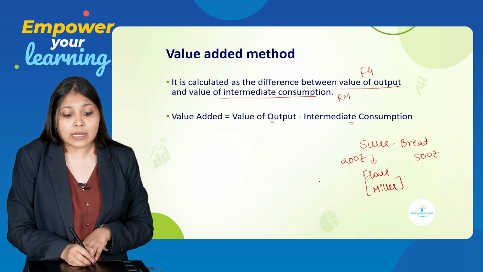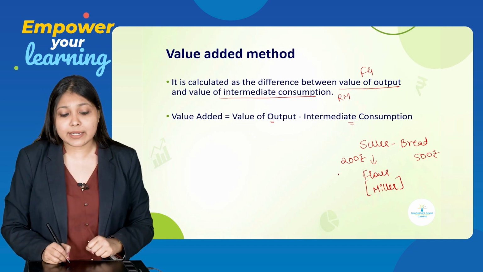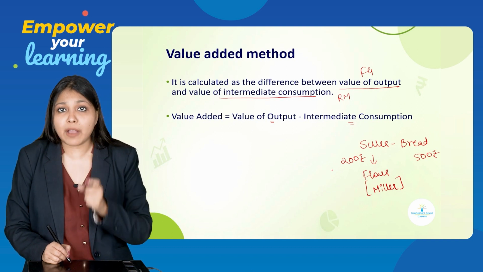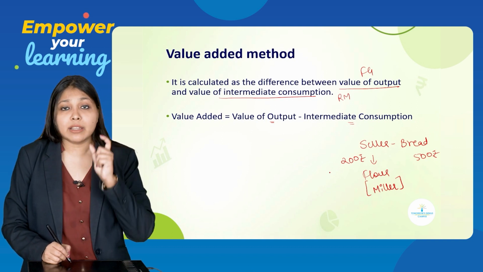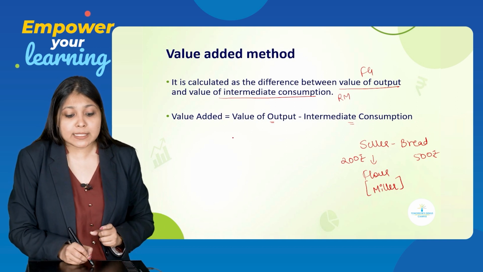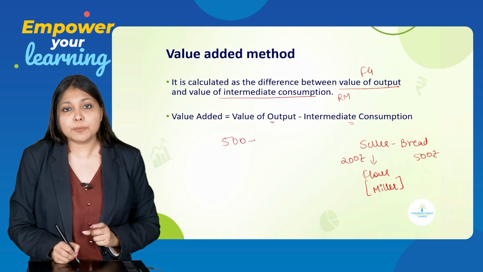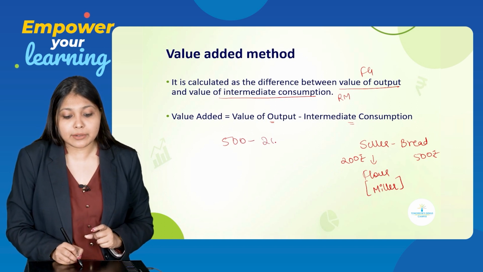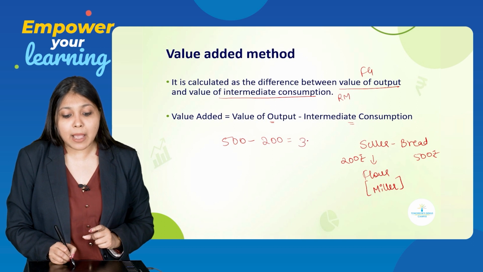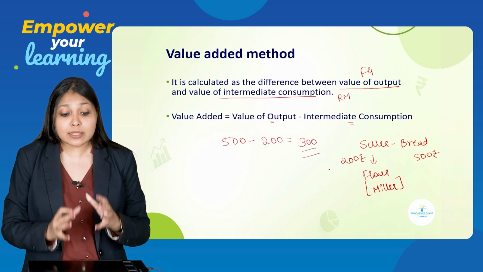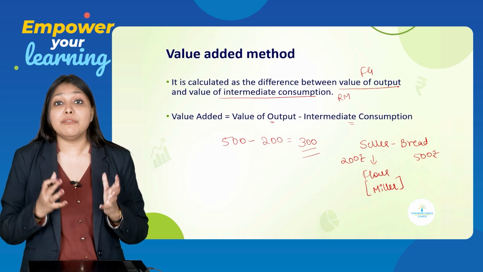Okay. So, here if I say find out the value added, then value added is nothing but the total value of output minus intermediate consumption. Here, the total value of output is 500 rupees and intermediate consumption is 200 rupees. So, your value added will be 300 rupees. So, this is how we calculate value added.